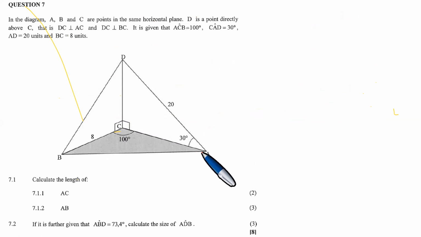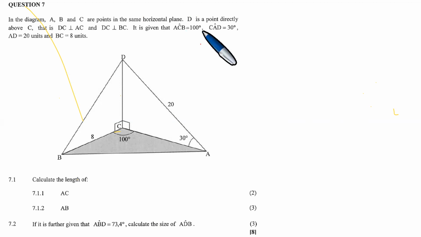Right. This one is very important for us to learn, but also these kinds of shapes are very important because they are geometry shapes which appear in the things we learn, and also they're important for us to learn the sine rule and the cosine rule. In the diagram, we have A, B, C. So you have A, B, C are points in the same horizontal plane. D is a point directly above C. That is now DC is perpendicular to AC, and DC is perpendicular to BC. Okay, the angle is 90 degrees there.